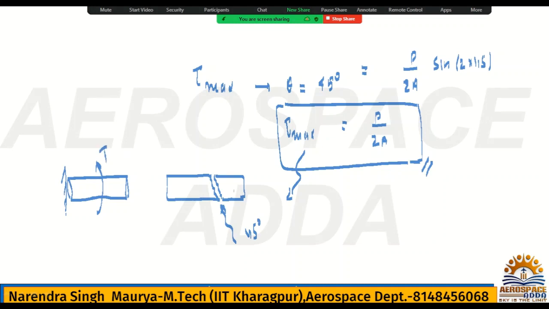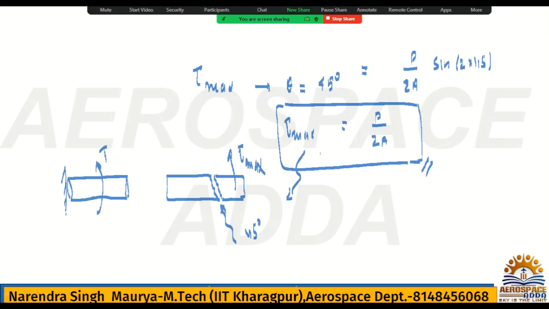If you say twisting moment, then shear stress will come, tau, and tau max will be p by 2a. That you need to remember, just for information. This formula you need to remember. Tau maximum you will get at theta equal to 45. That is very important.